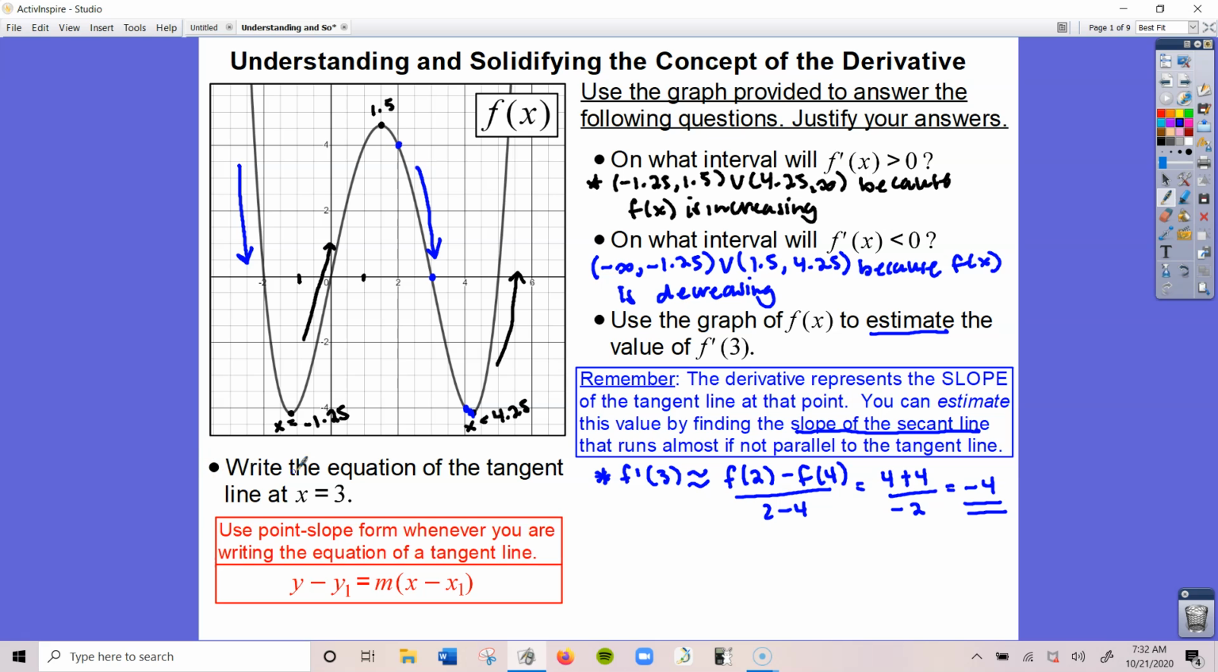Now for this part, where we're writing the equation of the tangent line at x is equal to 3, I have the slope. What I need is the point. So f of 3, we need the actual y value in order to get my point of tangency. And f of 3 is equal to 0. So now I'm ready to write my equation. y minus y1, which is 0, is equal to m, so negative 4, times x minus x1, which is 3. So this is my equation of the tangent line when x is equal to 3.